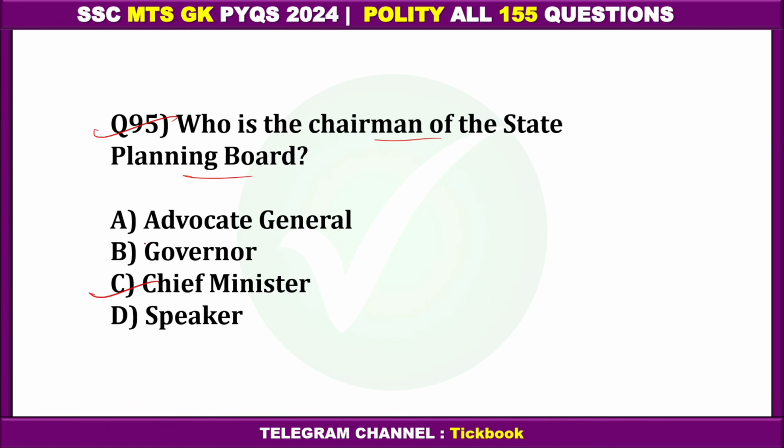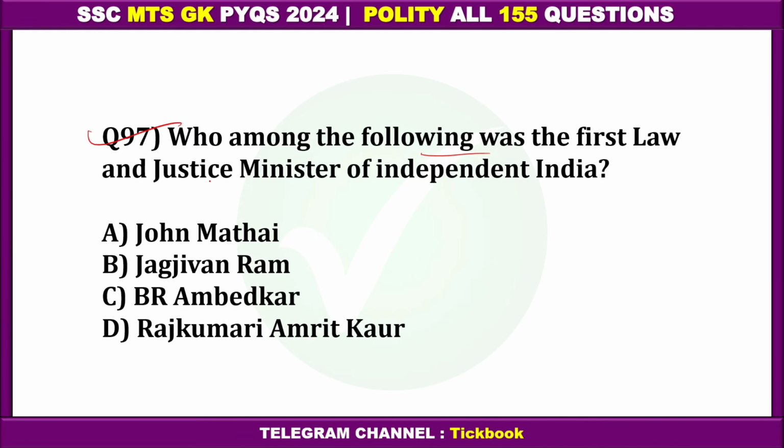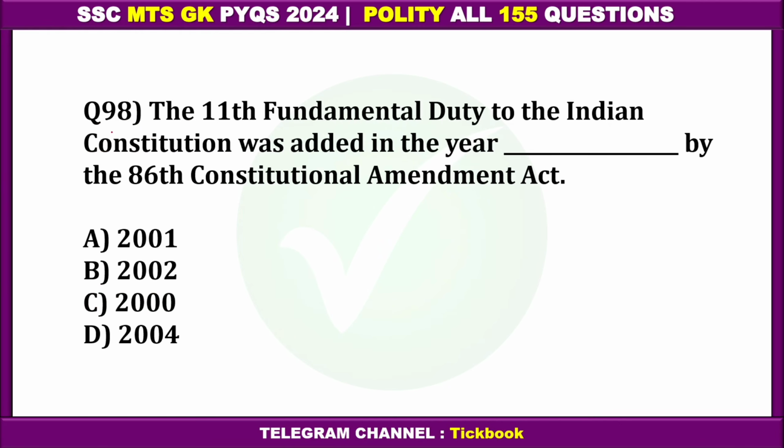Number C, Chief Minister. 96. Who introduced objective resolution in the Constituent Assembly? Number B, Jawaharlal Nehru. 97. Who among the following was the first Law and Justice Minister of independent India? Number C. B.R. Ambedkar.